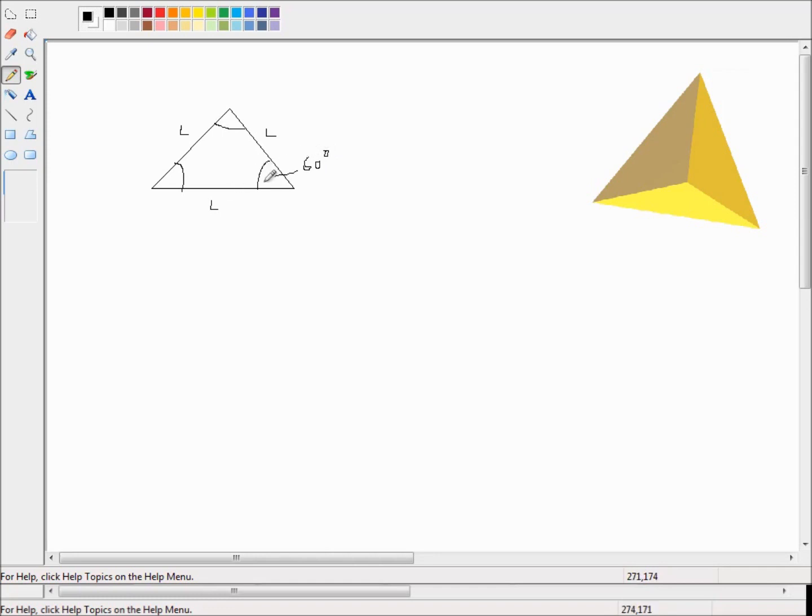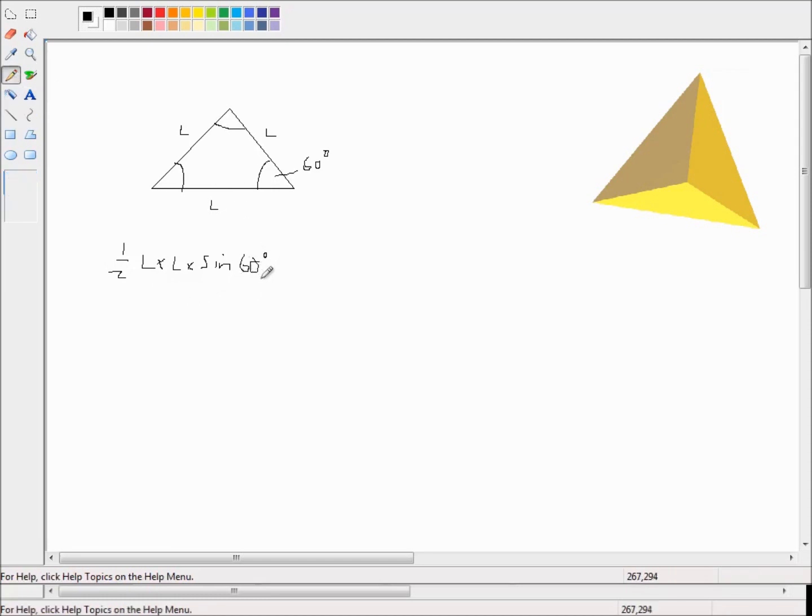Now we also know that the area of a triangle is just a half ab sine C, so that's a half of L times L times sine 60 degrees. Now we could have split the triangle in 2 and said half base times height, which is the hard way of doing it. You could have done that with your trigonometry, but a half L squared times sine 60 is definitely the easier way to do it.